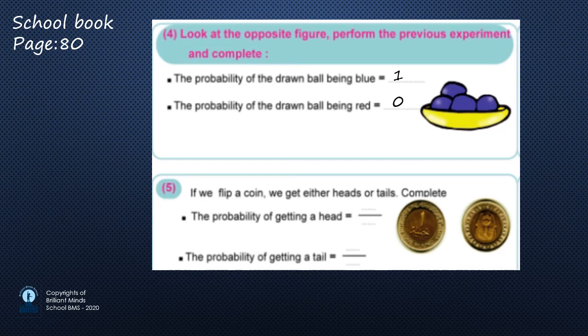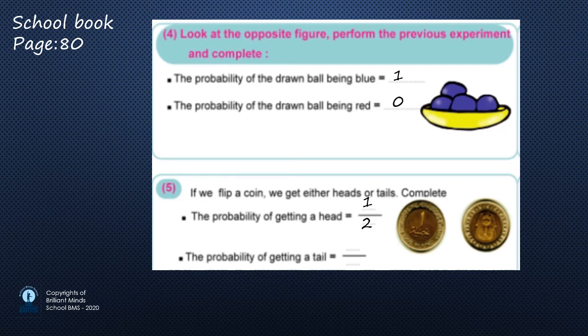Question number 5. We have a coin and we're gonna flip the coin. If we flip a coin, we get either heads or tails. We can't get anything else. So complete. The probability of getting a head. We said how many outcomes? Just 2. Okay, so the denominator will be 2. How many heads do we have? Just 1. So the probability of getting a head equals half.